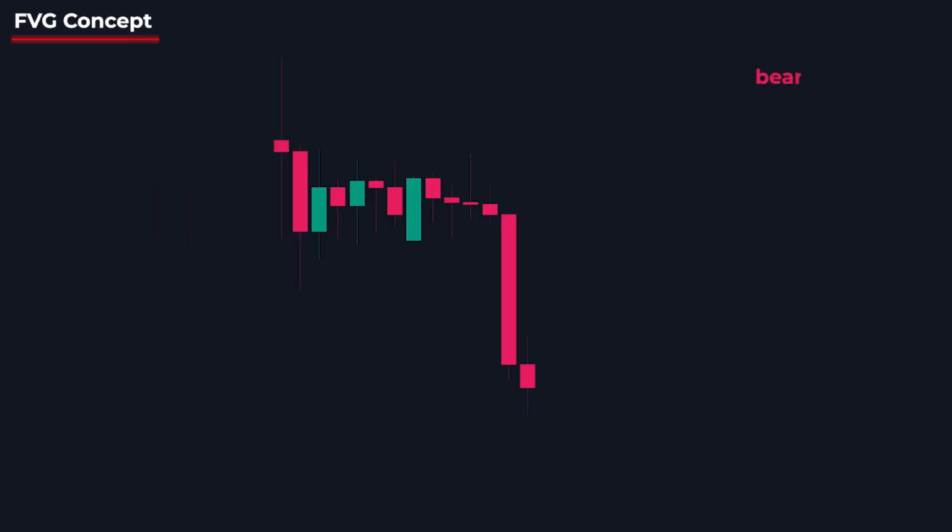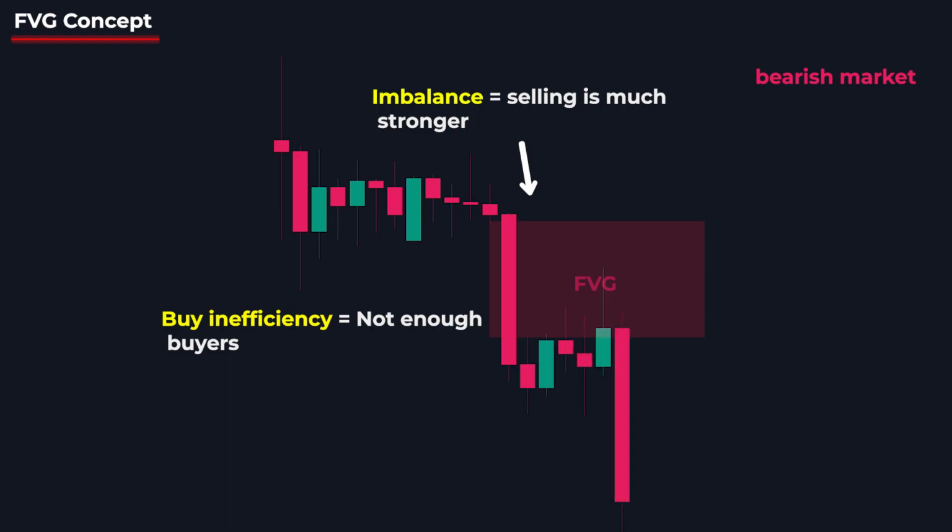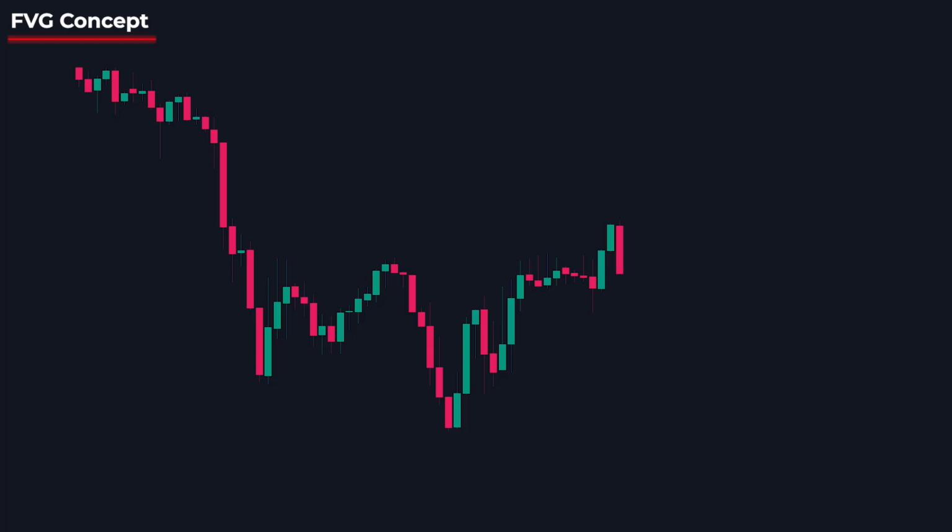In a bearish market, when price drops fast, big sellers take control, creating an imbalance. With fewer buyers, a sell-side imbalance forms, leaving a buy-side inefficiency, a gap where buying was weak. Price often retraces to these levels to restore balance. Now, let's mark these imbalances on the chart and see how they interact with price action and other confluences.